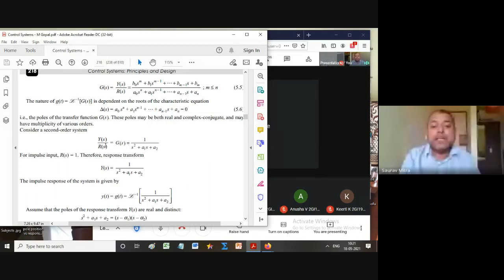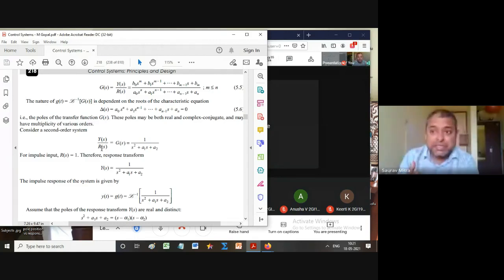So we got the response Y(s)/R(s), or y(t) = g(t), equal to e raised to minus 5t. And then what is impulse response? Here you can see for impulse response R(s) is equal to 1. Y(s)/R(s) is equal to G(s). For impulse response R(s) is equal to 1 because you are giving impulse input to the system.